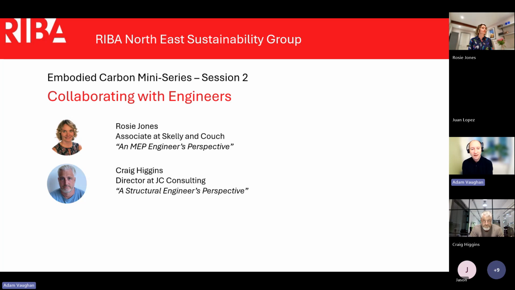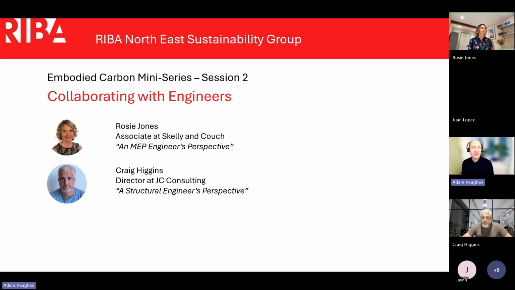Our speakers today are Rosie Jones. If you don't know Rosie, she's an associate engineer at Skelly & Couch, a leading environmental and MEP practice with an ethos of leading the way to a truly sustainable future. Rosie's a fellow of the IMechE and has over 20 years of experience in designing sustainable buildings by balancing the optimal experience of the building user with minimizing the environmental impact. Rosie's going to talk on how architects can collaborate with MEP engineers to reduce embodied carbon.